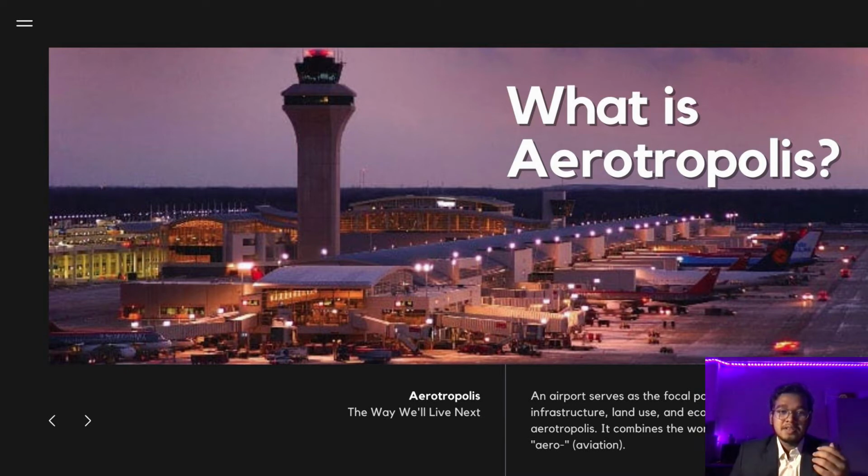Well, an Aerotropolis is a metropolitan sub-region whose infrastructure, land use, and economy are centered on the airport, actually. It combines the word metropolis with aero, in aviation. So it comes together and it means Aerotropolis.